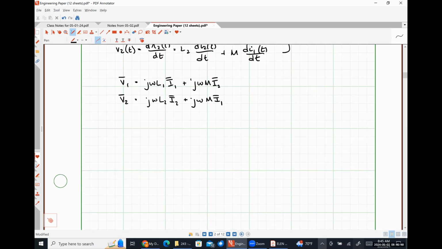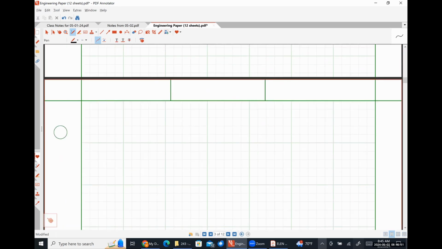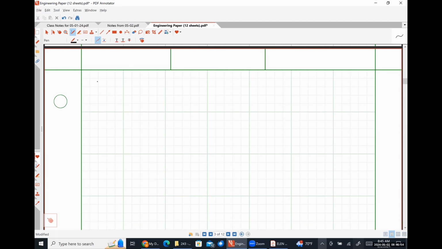All right, so now let's talk about the dot convention. A dot convention is nothing more than a way for us to characterize how the windings of our coils work with respect to each other, okay? So instead of trying to articulate how the coil is wound on a schematic diagram, instead, we literally just put a dot.